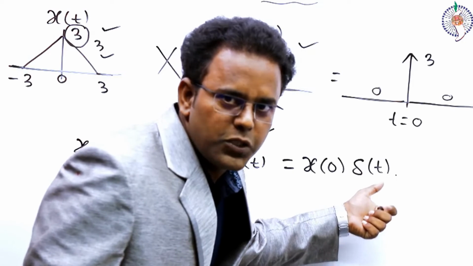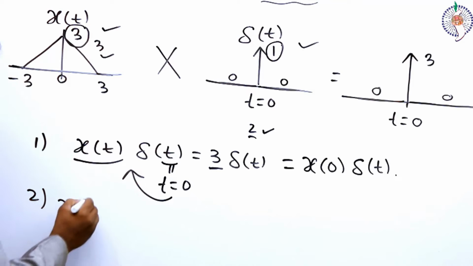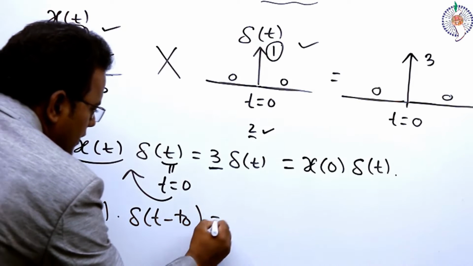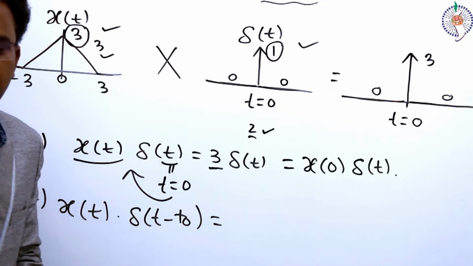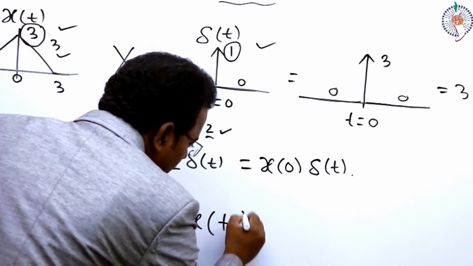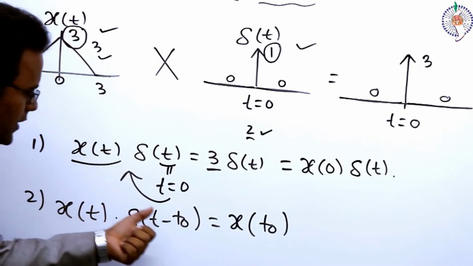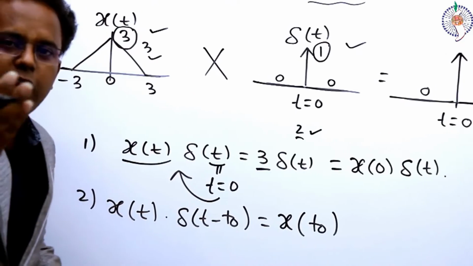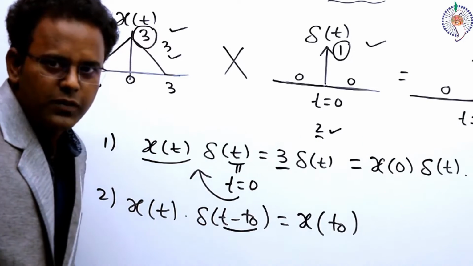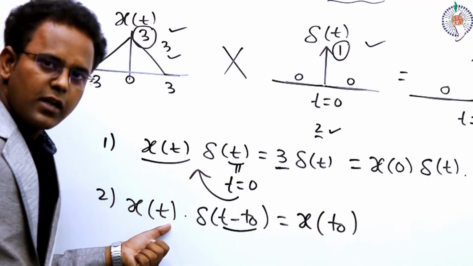It will come throughout our subject. In the same way, can you say the answer for this? x of t into delta of t minus t naught. Of course, t naught is constant. What is the answer? Yes, someone is saying x of t naught. Very good. How did you get it? Whatever the signal, multiply with impulse, replace where the impulse exists. Impulse exists where argument equals 0. t minus t naught equal to 0, then t equal to t naught, replace in the second function.